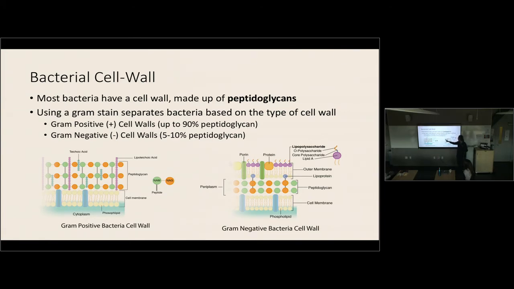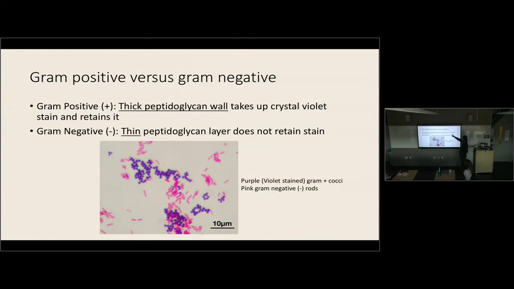And a gram-negative cell wall has a very thin layer of these peptidoglycans. What the stain does is essentially it stains that peptidoglycan. So if you put a stain on it, and then you wash it and it stays there, then it stays this purple color, and that's a gram-positive bacteria. If you put the stain on, but there's not a lot of peptidoglycan, and so when you wash it, it just comes right off, it becomes this pinkish color, and that's a gram-negative bacteria.